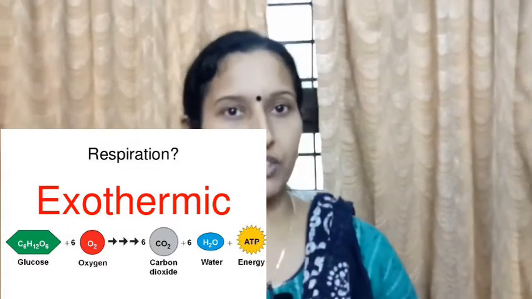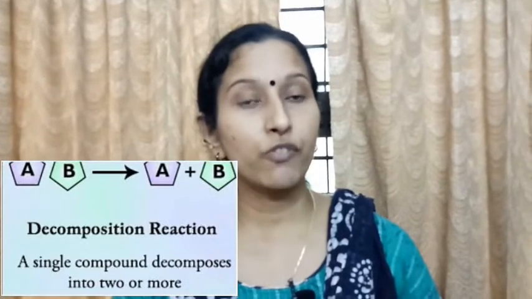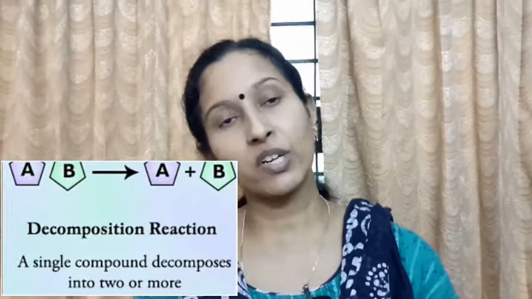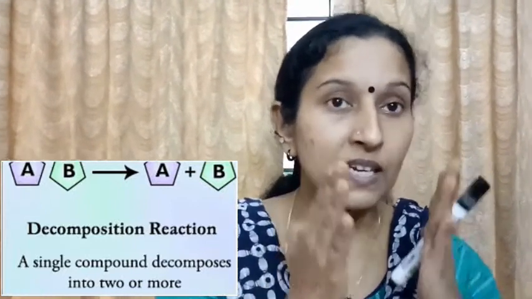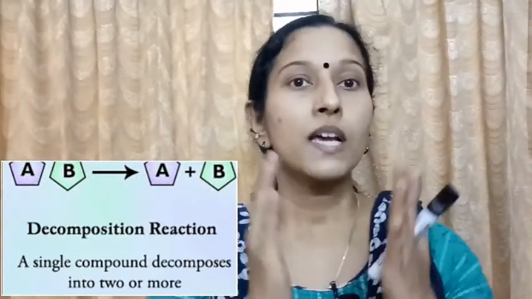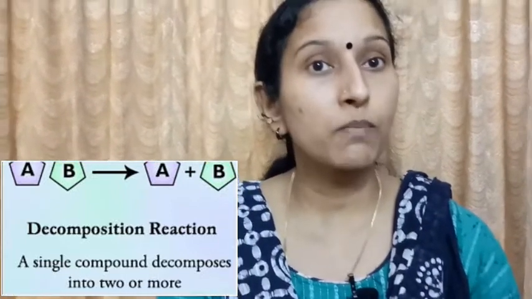Next, the second type of reaction is decomposition reaction. Decomposition reactions are the reactions in which a single reactant breaks down to form two or three simpler products. Decomposition reactions are just the opposite of combination reactions. Combination reactions are the reactions in which two or three reactants react to form a single product, but decomposition reactions are just opposite to it. Here, a single reactant breaks down to form two or three simpler products. Such types of reactions are known as decomposition reactions.